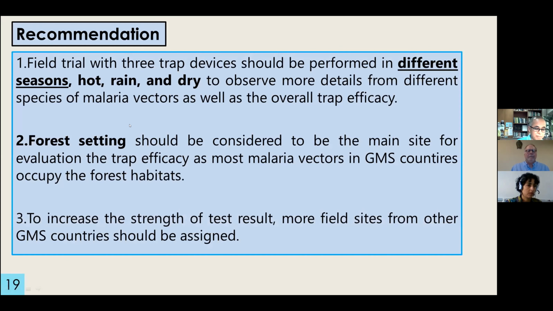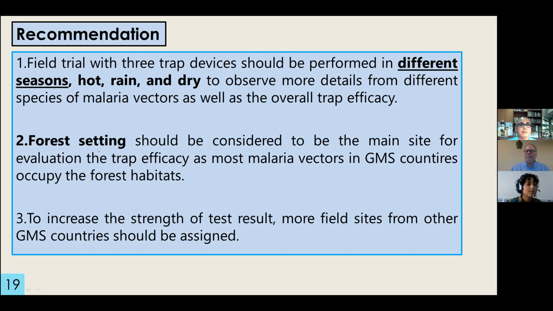My recommendation: field trials with the 3 trap devices should be performed in different seasons, hot, rain, and dry, to observe more details from different species of malaria vector, as well as the overall trap efficacy. I say this because, as you can see from my presentation, we got very few Anopheles dirus and Anopheles maculatus, because we did this in the early rain season. During the wet season, we should get more Anopheles dirus and Anopheles maculatus. These two species are the most important malaria vectors.